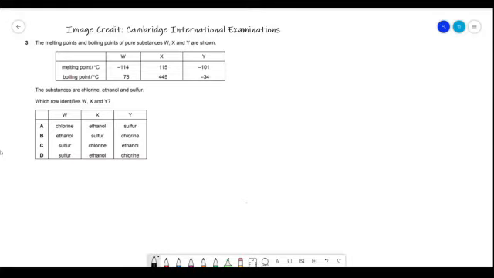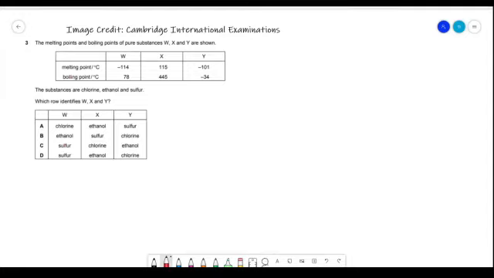ethanol boils at 78 degrees C. It's one of the many reasons ethanol is used in cooking. The ethanol will boil off, and therefore the alcohol will boil off, before the water does. So we know that ethanol must be W. The only line in which ethanol is W is B.